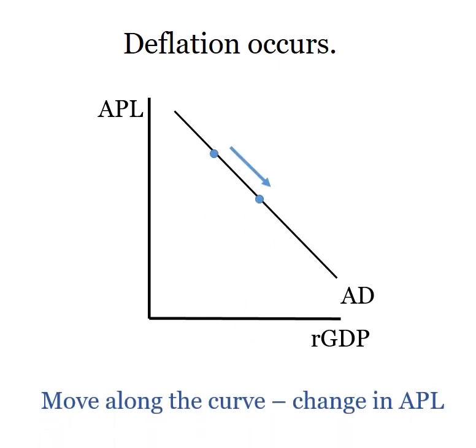That's going to be a move along the curve because deflation is a change in the aggregate price level. And if we have deflation, that means the aggregate price level fell. So you just put two dots and you need to have the arrow showing that the price went down. Remember, it doesn't have to say APL to be talking about APL, so you have to remember all those possible things that are implying a change in the aggregate price level.